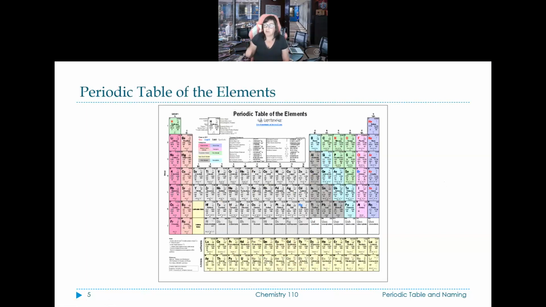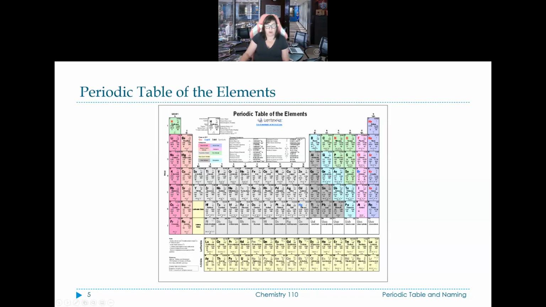The periodic table of the elements. Woohoo! This is a fancy looking periodic table. The one you get on the test is not quite as interesting. Some periodic tables have more information than others. We're going to use this as the one that we talk about in class. Again, the one that you have on the test has the symbol, the name of the element, the atomic weight.